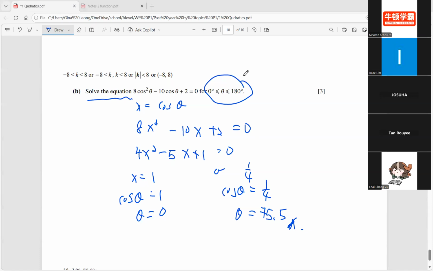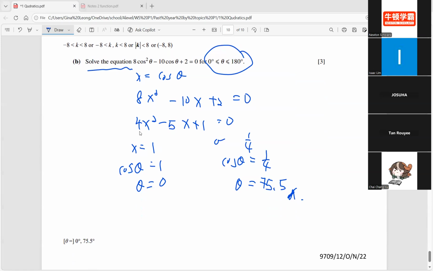When x equals 1 over 4, I'm getting 1.3. Which one do you get 1.3? Cos theta equal to 1/4, so theta is... Huh? This one is 1, right? Yeah, I got that 0. The next one. Yeah, you press the calculator. Shift cos 0.25. 75.5. You press the calculator, shift cos 1/4.